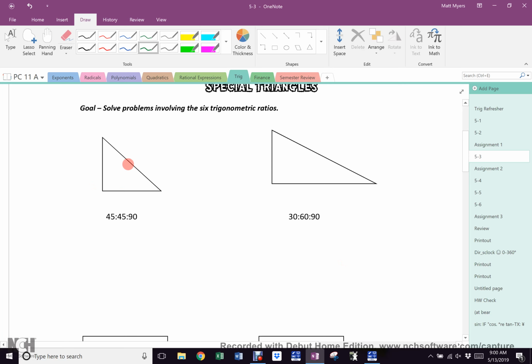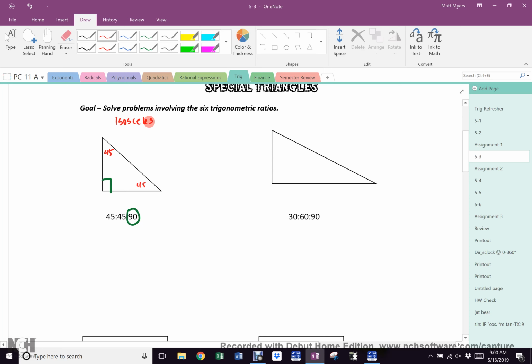Talk to me about this triangle. Where's the 90? Where's the 90 degrees? Opposite to the hypotenuse. But since none of that's labeled, where's the only place the 90 can be in here? Just use directions, ladies and gentlemen. Bottom left. There's my 90. Agreed? All right.